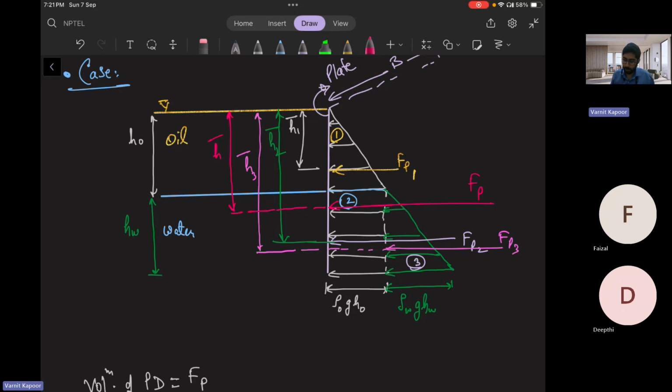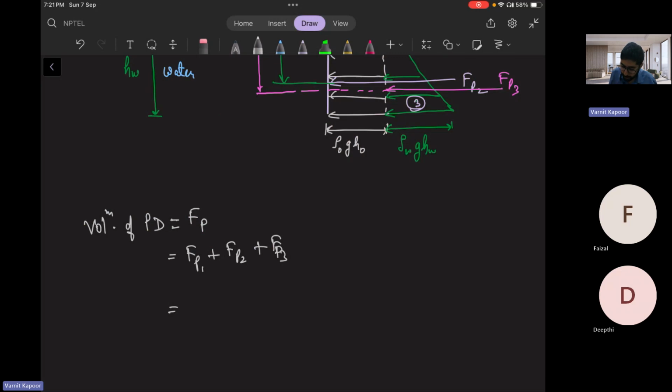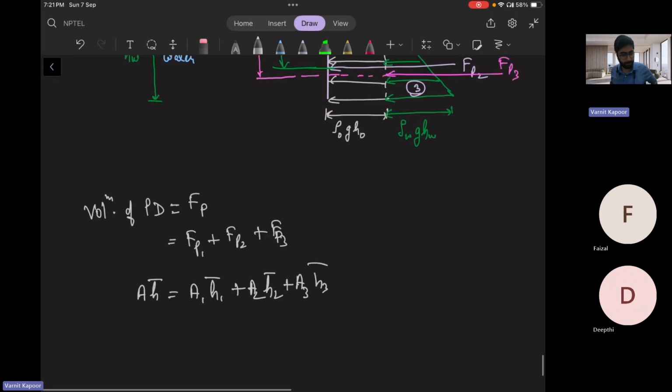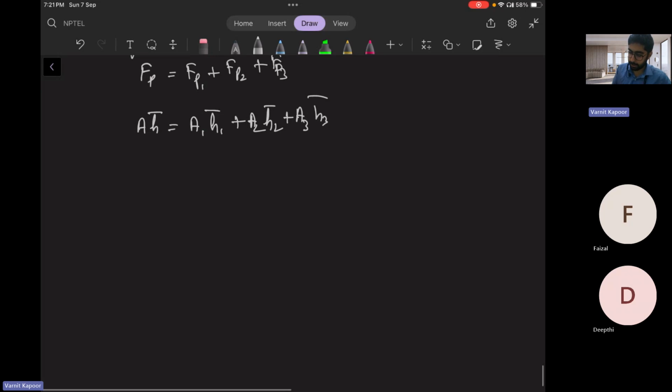This is your H1. So one way can be AH bar can be written as A1 H1 bar plus A2 H2 bar plus A3 S3 bar. Okay. So you can get the H bar value from here. All right. So we got the net FP, we got net H value. All right. Now I'll write the note again.